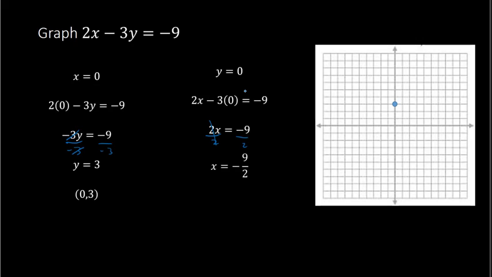So my ordered pair is going to be negative 9 over 2, comma 0. And negative 9 over 2 is the same thing as negative 4.5. So my point is negative 4.5, 0. So negative for the x value is going to go to the left. So that's going to be 4.5 to the left, which would be about right there, between 4 and 5. Now I have my 2 points. I can connect the dots, and I get this line right there.